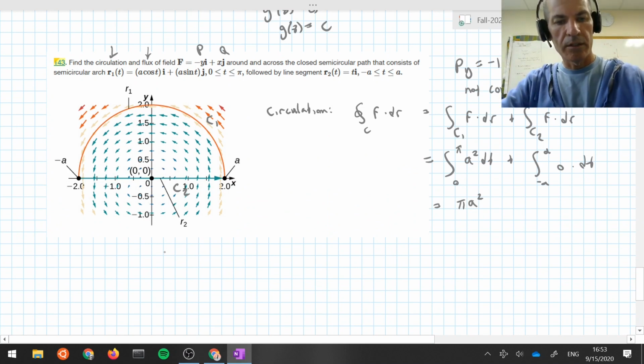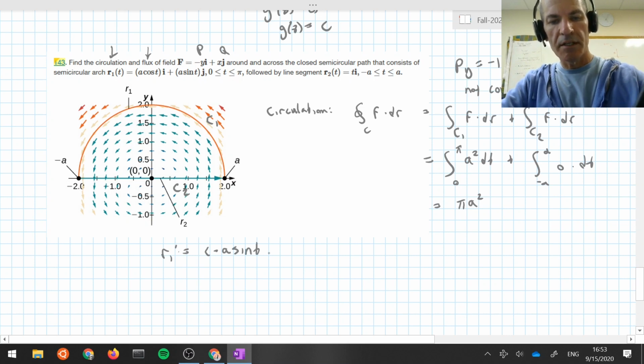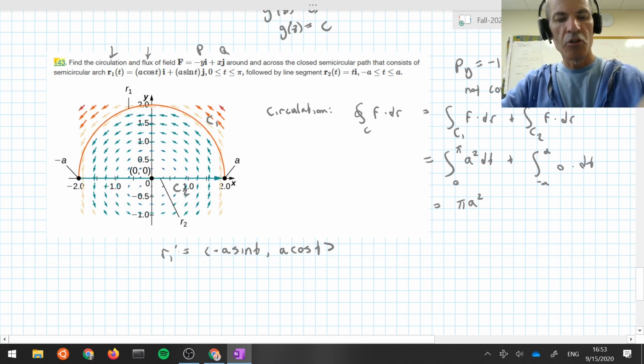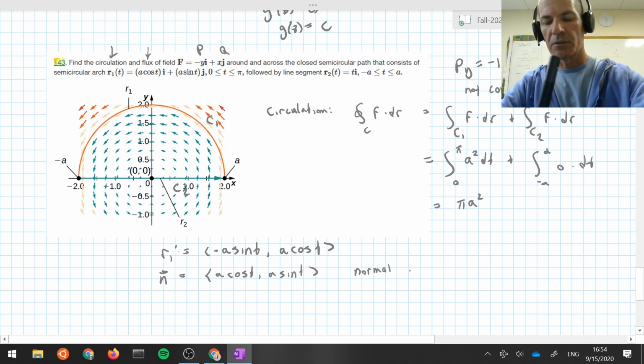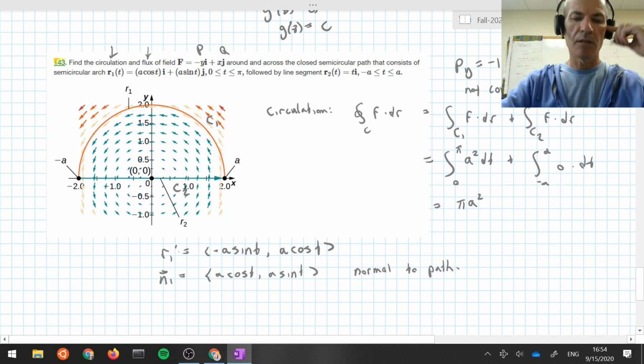The flux integral is a little bit more complicated because we actually have to find perpendicular vectors to the path. So let's look at R1. The derivative of R1 is minus a sine of t, a cosine of t. And a normal vector along the curve, n, can just be what we get by switching the coordinates and changing the sign on one of them. So this is normal to the path, and that's what we need for flux integrals. And that's normal along C1.